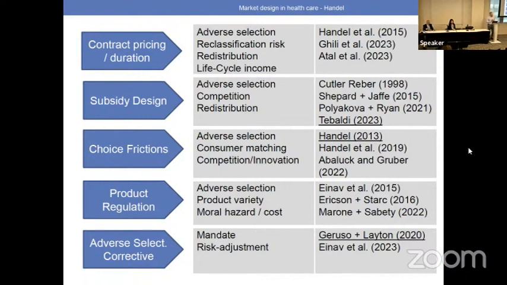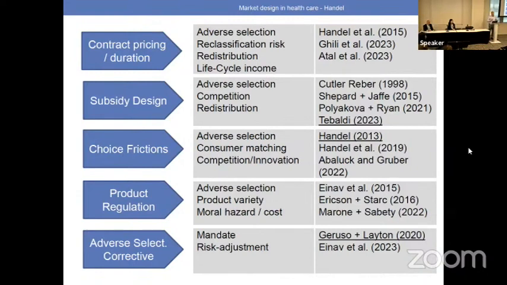Finally, I'll give a quick mention to what I call adverse selection corrective policies. Here there's been a lot of research on things like the individual mandate in health insurance markets and risk adjustment schemes, which essentially reverse intensive margin adverse selection in these insurance markets.